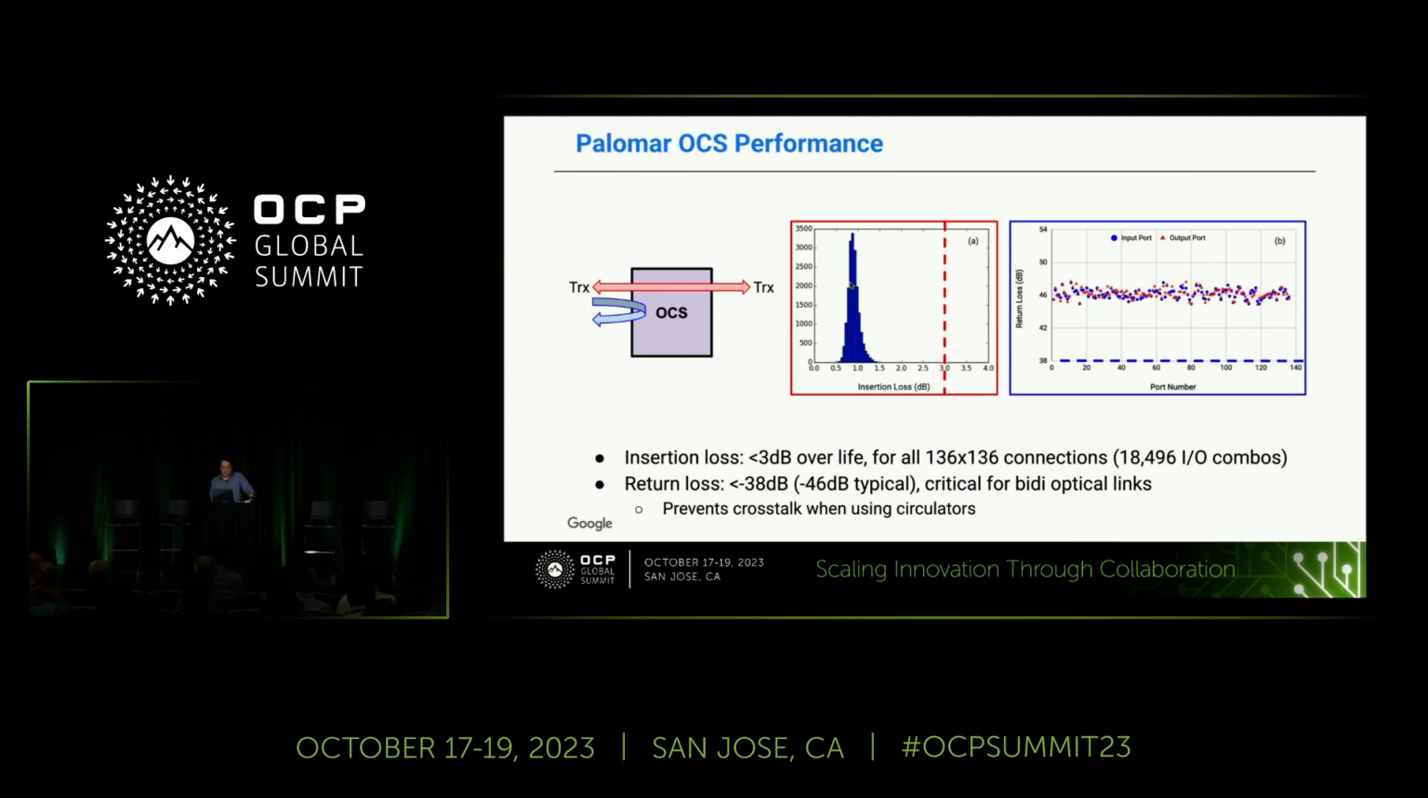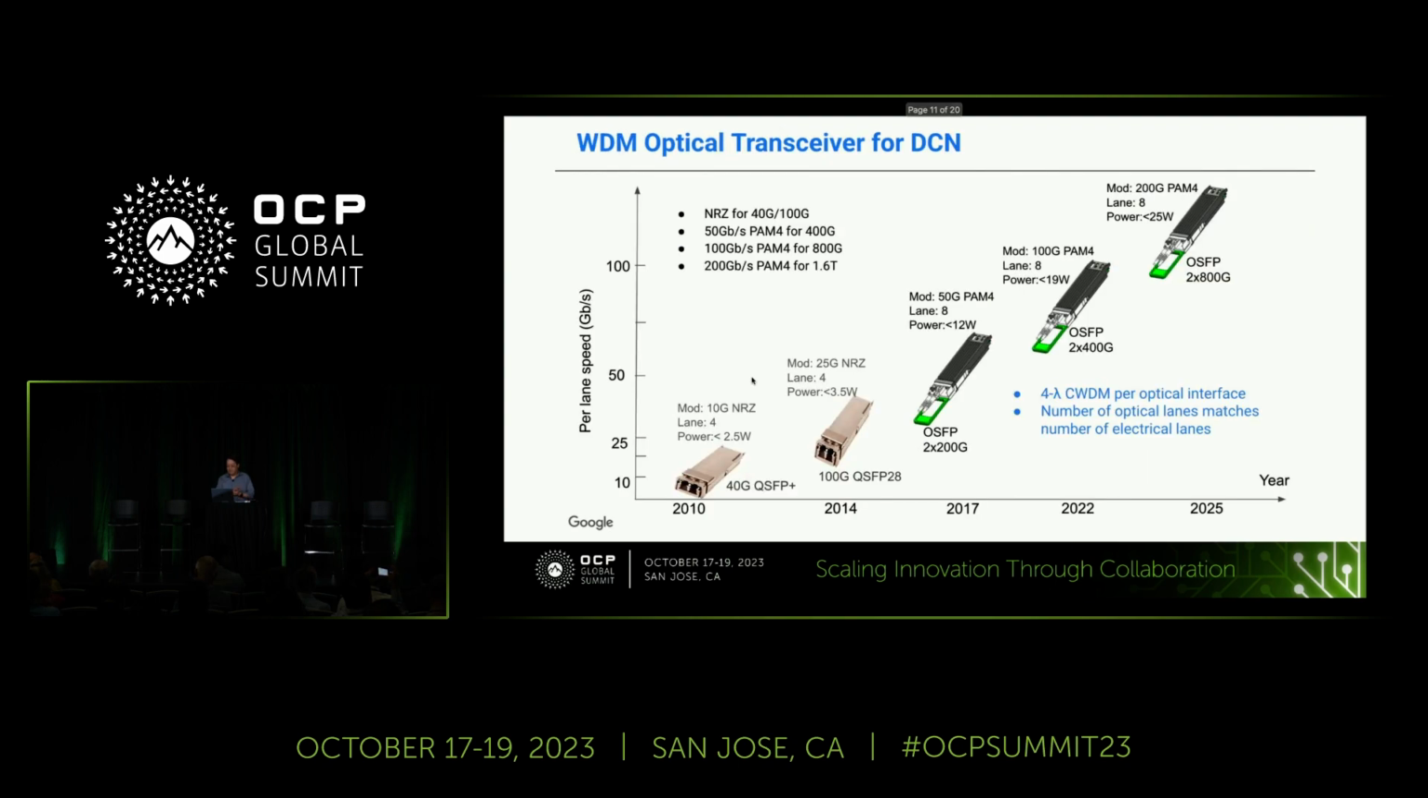But as manufactured, the mean here is less than a dB, and this particular unit had a tail that maybe went about 1.5 dB, and this does include the front panel loss as well. Because we are running BiDi optics, return loss is very, very important to us. Our spec is 38 dB, and this particular unit had about 46 dB as well. So everything works.